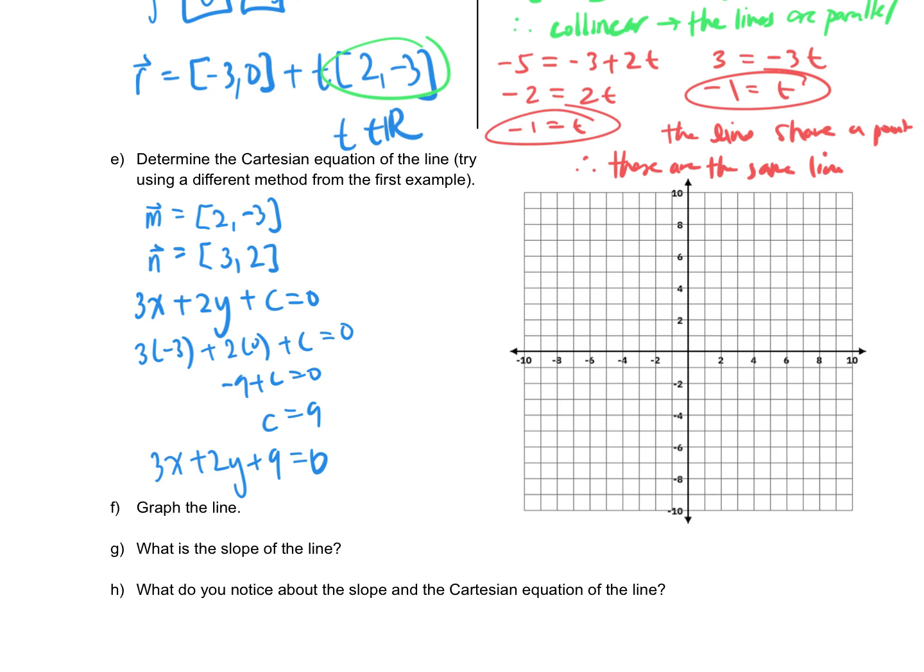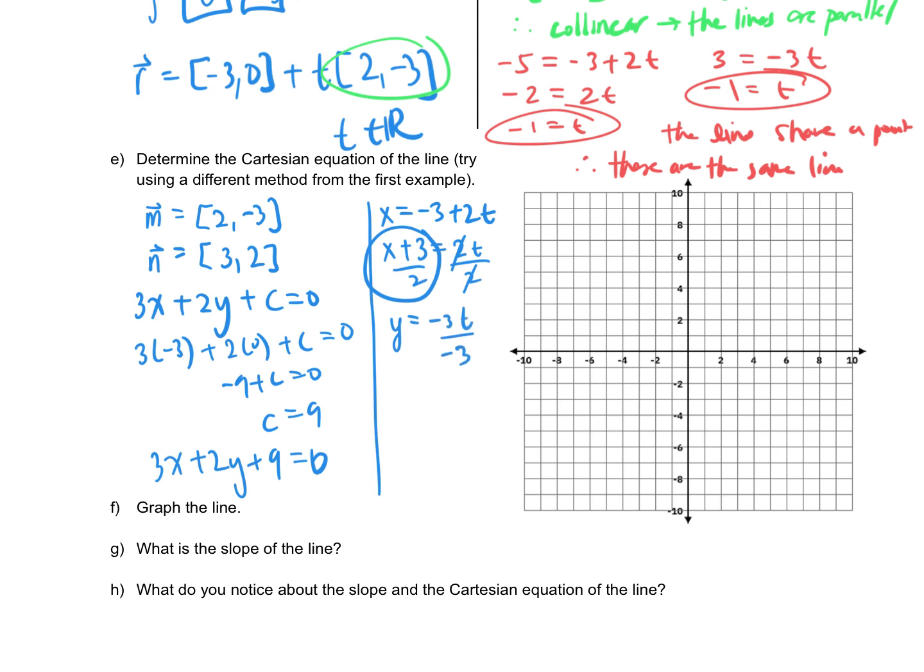Now, I like this way. It's pretty straightforward, but another way you could have found your Cartesian equation is by using those parametric equations. If you isolate for t in each of your parametric equations, then you can set those equal to each other and then get it into standard form. So here's the first one. I'll bring the negative 3 over and then divide by 2. So here's what t is equal to from the first one. And then for the second one, I'm going to divide by negative 3. And here's what t is equal to from the second parametric equation.